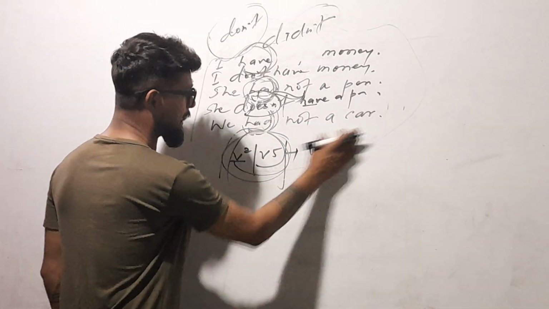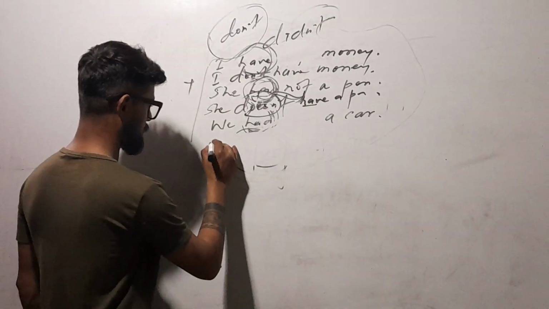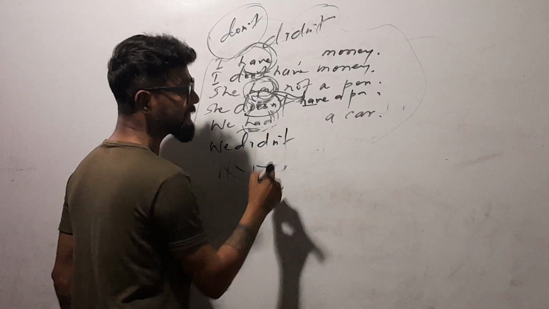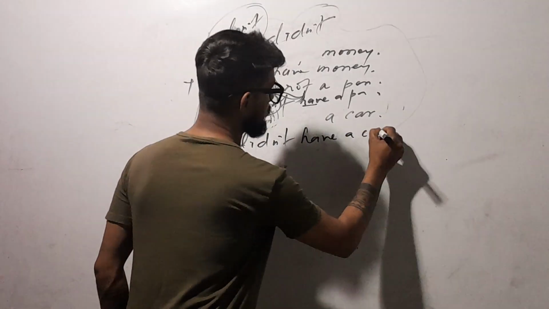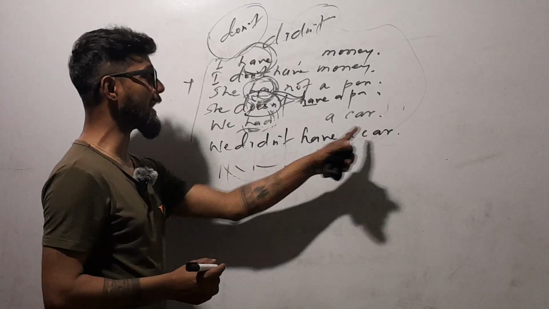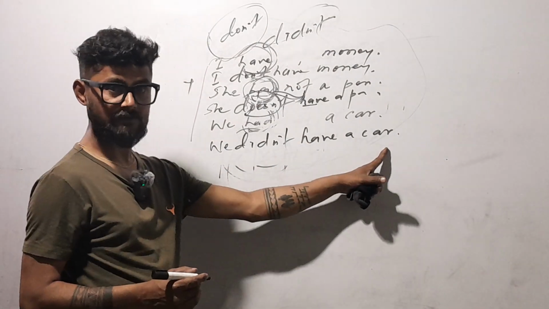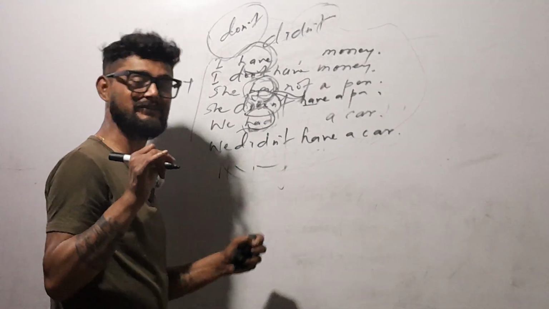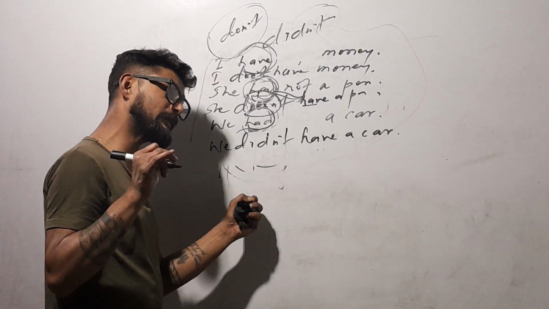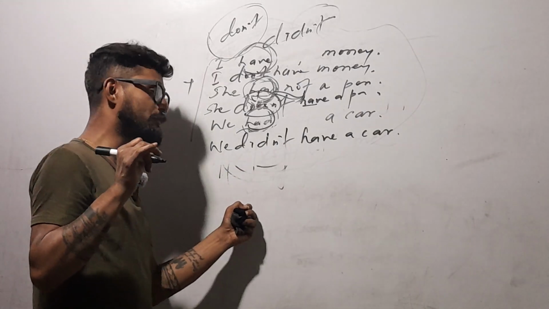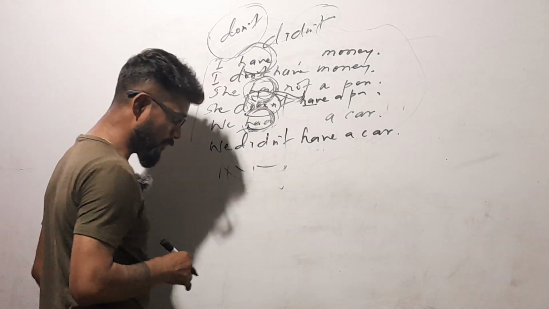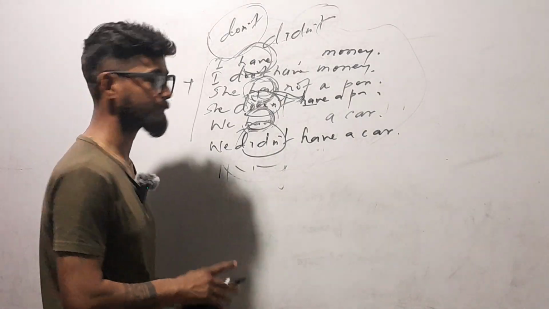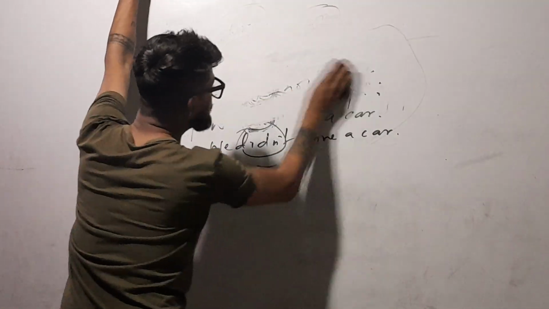We had not a car. This is wrong, okay? The correct sentence of this question is we did not or we didn't have a car. Remember this. We didn't have a car because it is used as verb 2 and we know that verb 1 don't, verb 2 didn't and verb 5 doesn't. So here had worked as verb 2. So here I have used did not. Remember this.